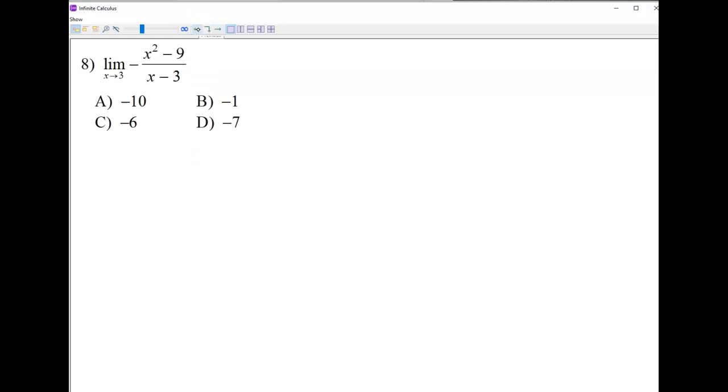So for number 8, as you can see, this one's not a complex fraction, and it doesn't have any square roots. It's just a polynomial on top of a polynomial. When that happens, the way that you remove this discontinuity is by factoring. Now for this problem, we would factor the top. So I'm going to write this, the limit as x approaches 3.